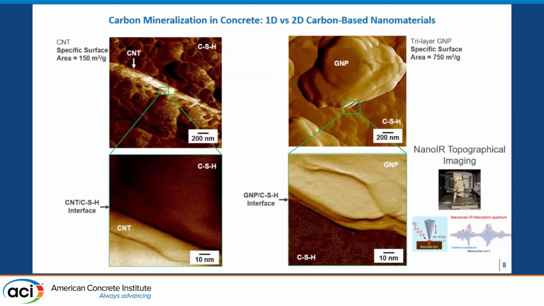And here is the interface of the graphene platelets in the cementitious matrix. Now here we do not have a very clear picture of the interface, but you can see the contours of the three layers of graphene. The reason I'm showing this to you is that for this carbon nanotube, the specific surface area is 150, and the specific surface area of the 2D nanomaterial graphene is, again, 5 times higher.